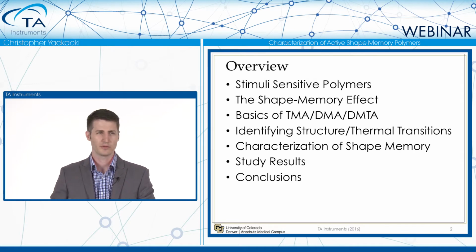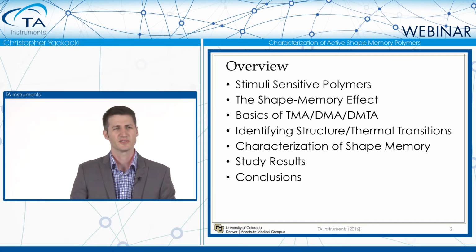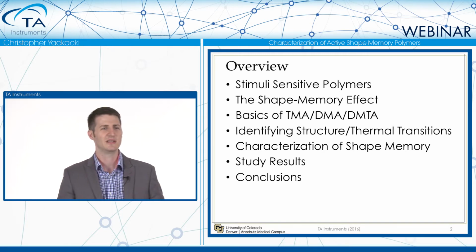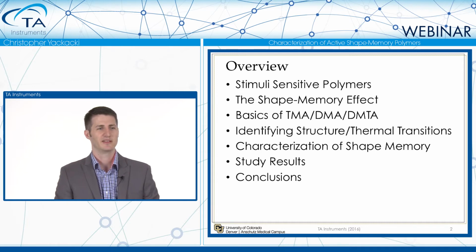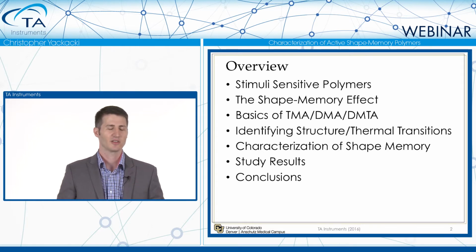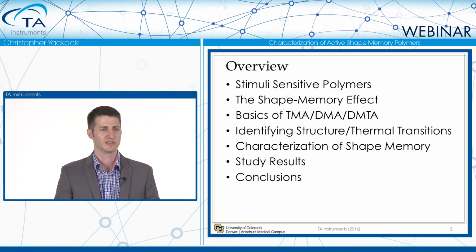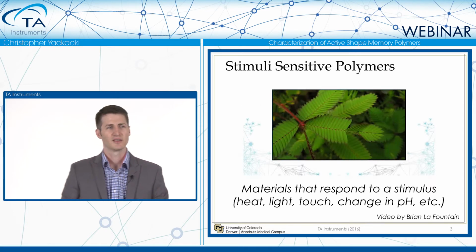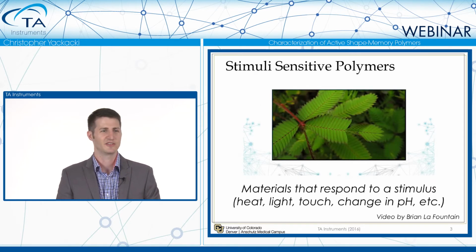So, overview: we'll talk about stimuli-sensitive polymers, what the shape memory effect is, some basics of TMA, DMA, DMTA, and how you could use that to identify their structure and their thermal transitions, and how you might characterize that shape memory effect. We'll talk about some study results that we've published using these machines, and then wrap it up with some conclusions.